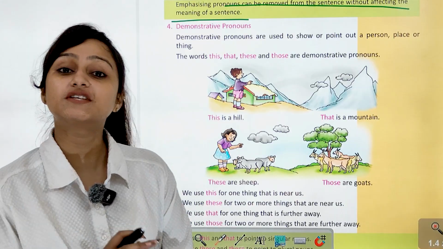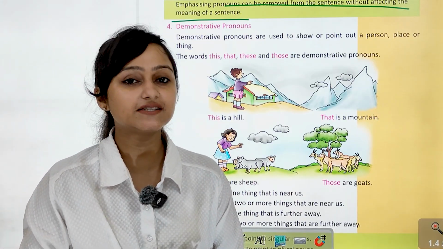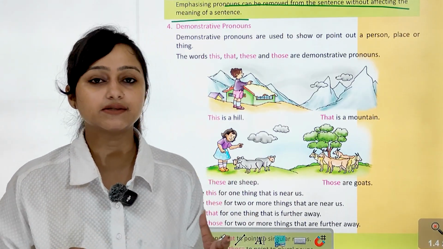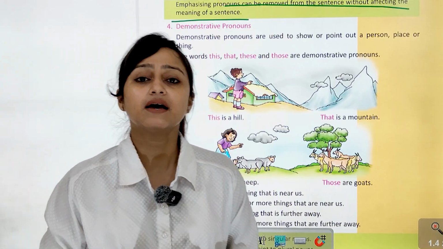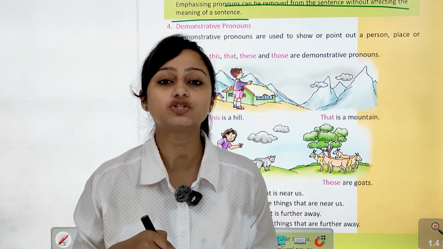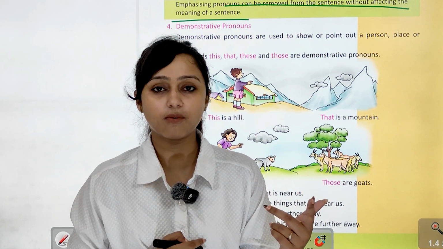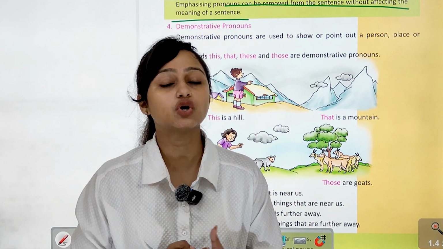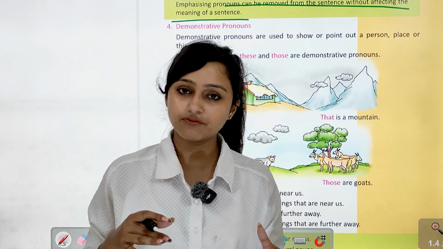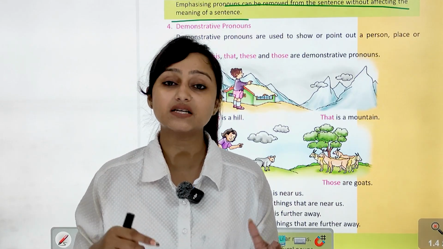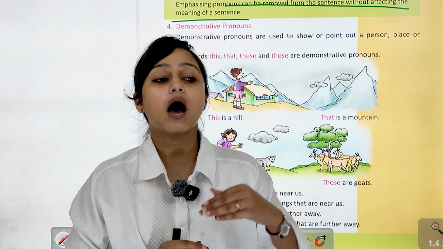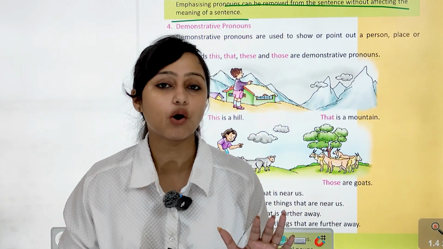Now let's talk about demonstrative pronouns. That are this, that, these, those जो demonstrate करते हैं किसी चीज को. We use this for the thing that is near to us that we can touch, and we use that for the thing that is away from us that we cannot touch. So, these refers to the things that are near to us, and those refers to the things that are away from us.